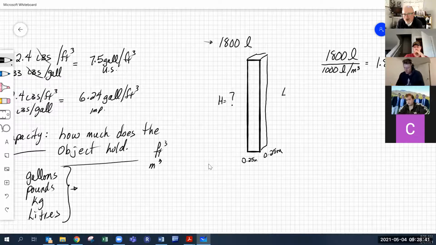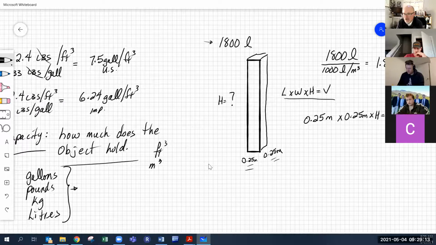I know to get volume, its length times width times height is equal to my volume. So I will just put these numbers into my equation. So when you guys are doing this, I would particularly like to see that you write the formula down and then you put your numbers in. So there's my length, there's my width, times my height, which I don't know, equal to 1.8 cubic meters. So there's my formula.